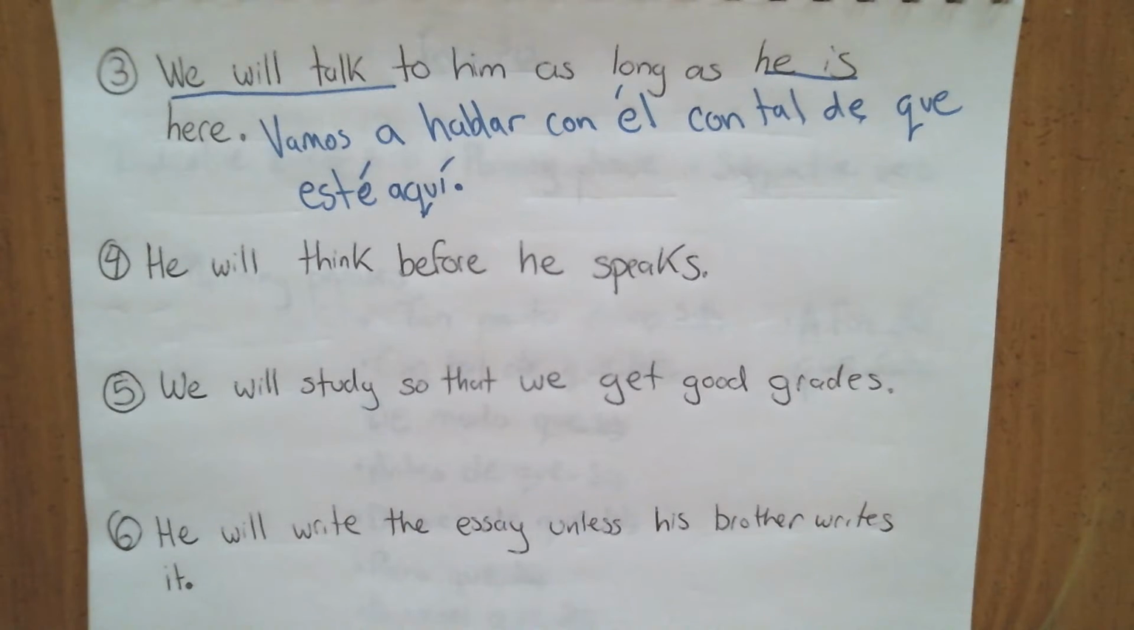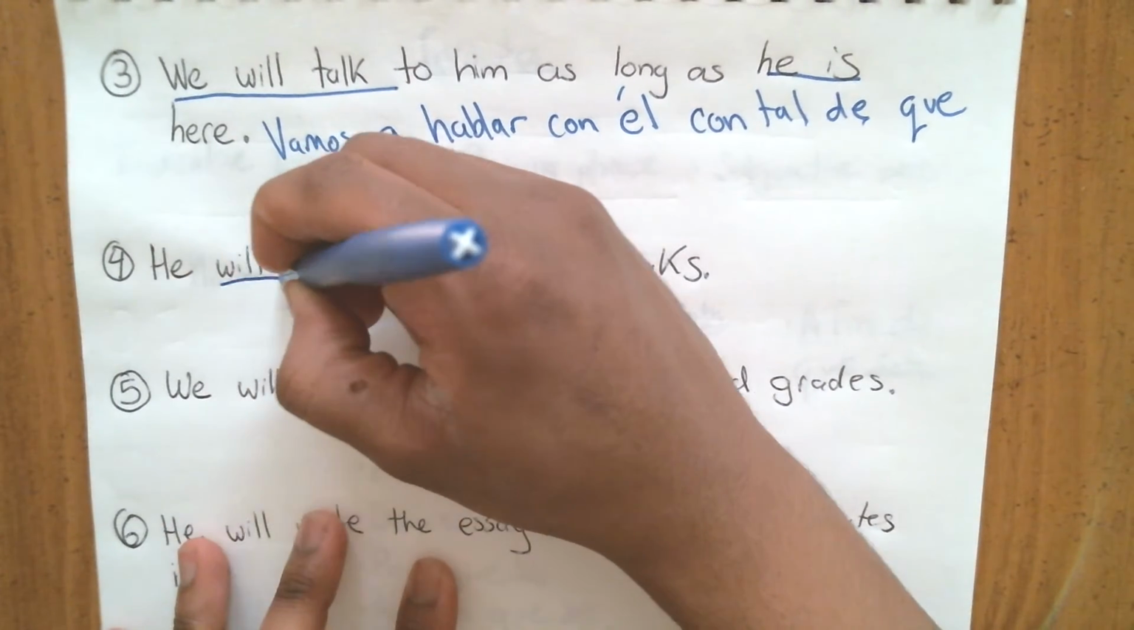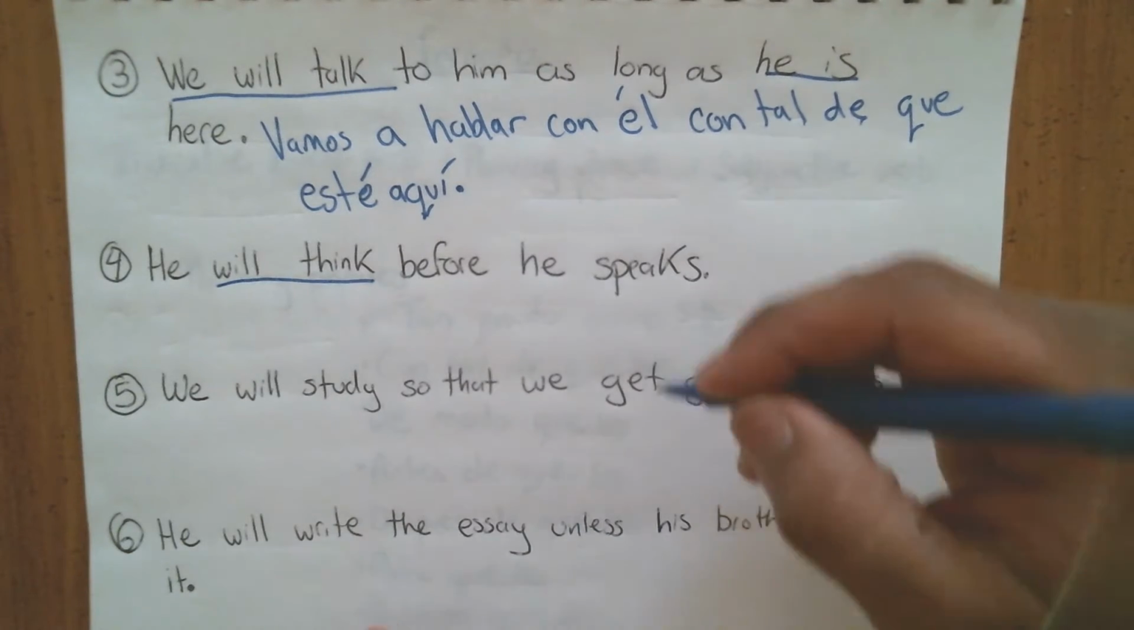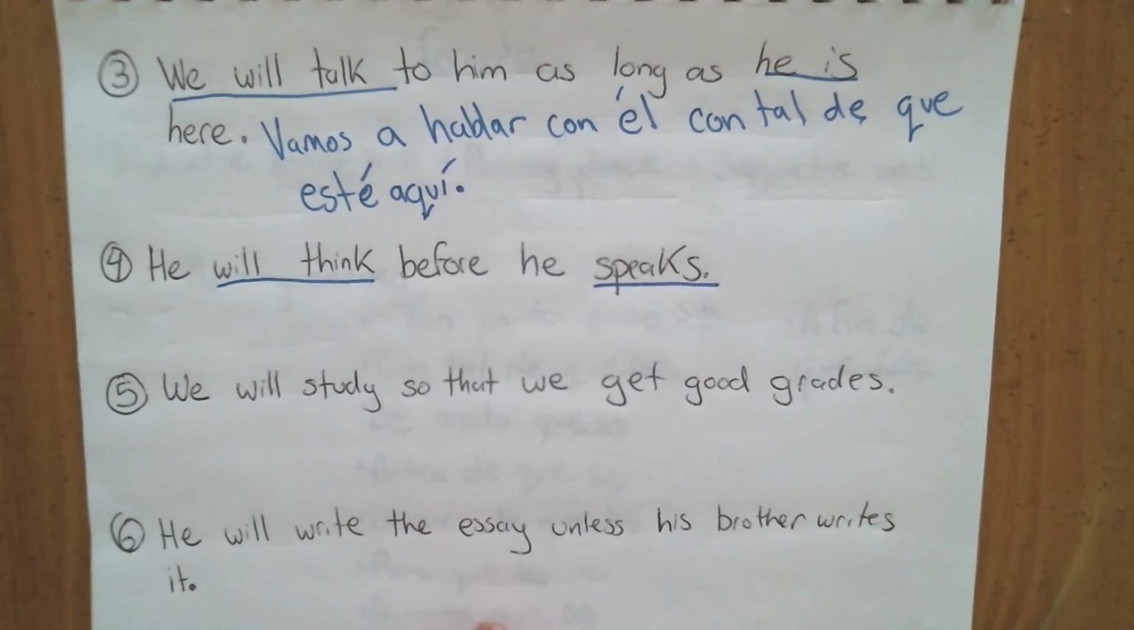He will think before he speaks. He really will think. But then, has he spoken yet, or do we expect him to speak? Well, he hasn't spoken yet, so we expect him to speak. So the part that's expressing the fulfillment of the plan or the expectation, that expectation verb is going to be in the subjunctive.